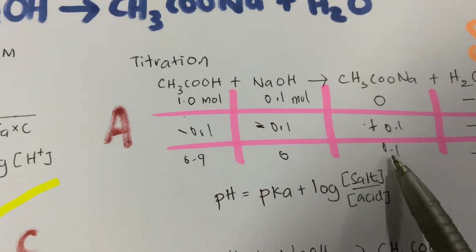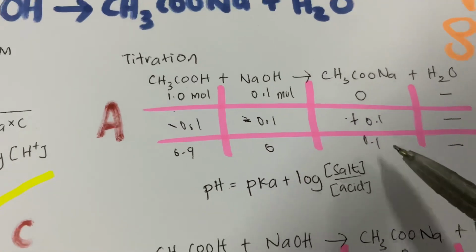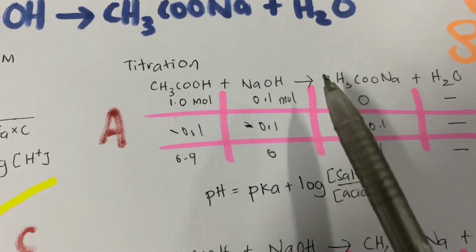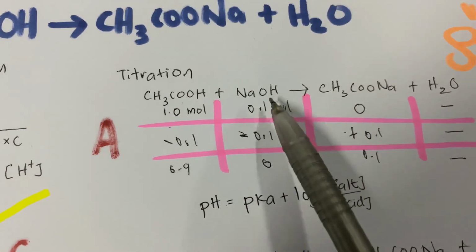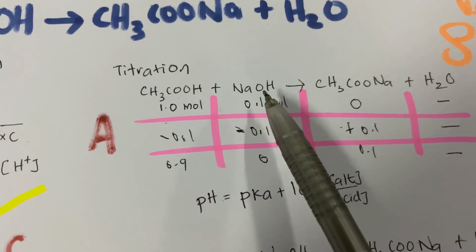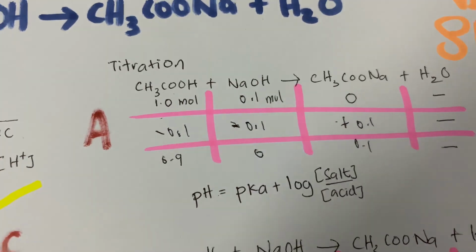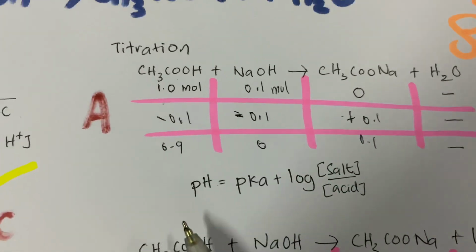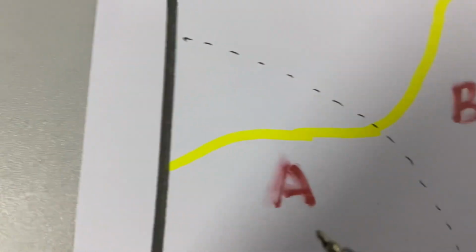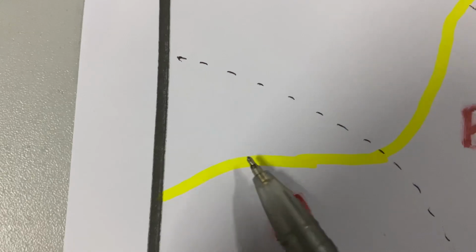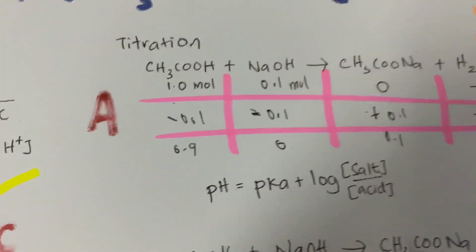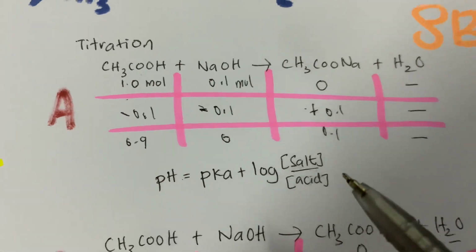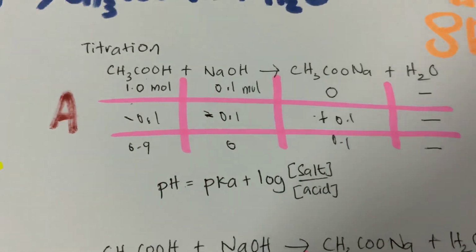But you need to remember, this is mole. You need to divide with the total volume. As we know, this is 1 liter, and then this one depends on the question: how many moles, how many liters, or how many milliliters have been added. So you will have the pH for region A. Along this line here, you need to use this formula. You need to use this method to get the value.